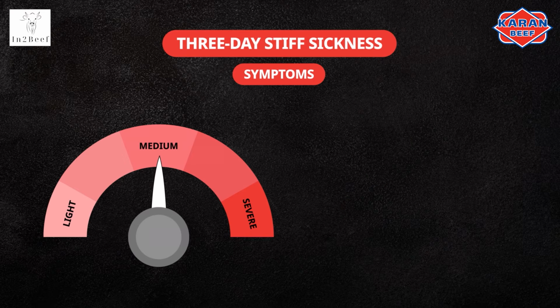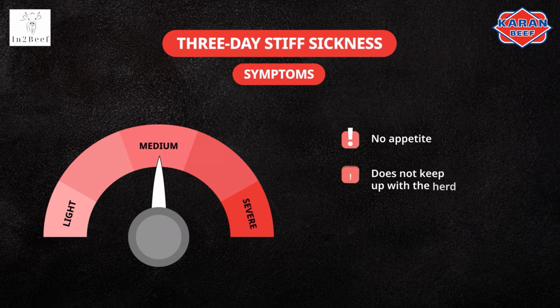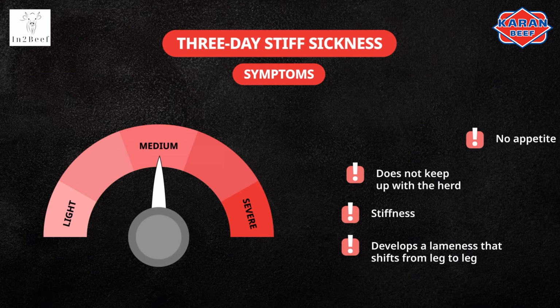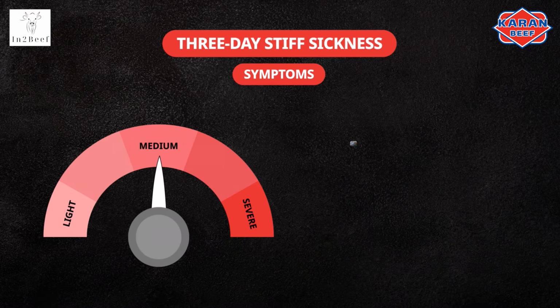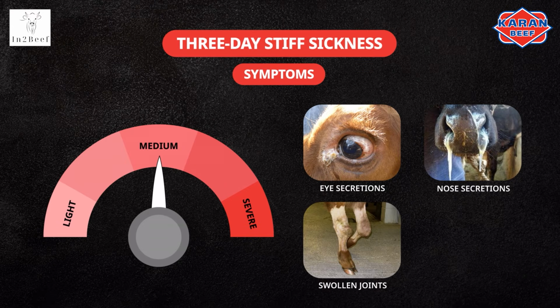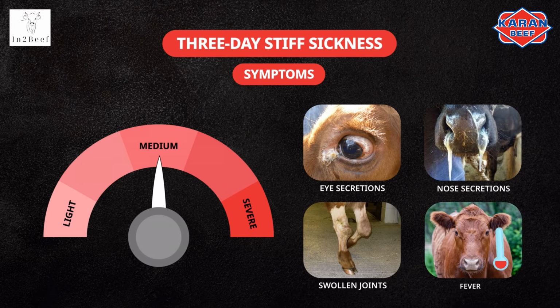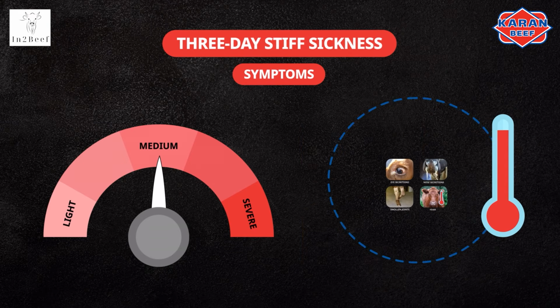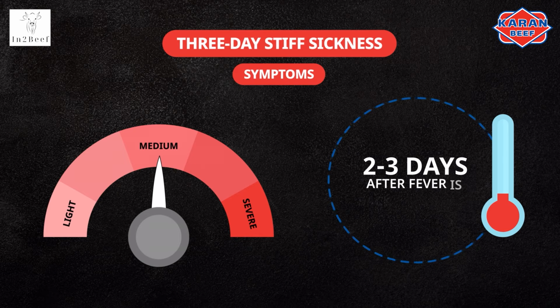In medium cases, the animal has no appetite, does not keep up with the herd, is stiff and develops a lameness that shifts from leg to leg. There are also secretions from the eyes and nose and sometimes swelling around the joints. Infected animals will also have a fever. Symptoms will generally improve 2 to 3 days after the fever has dropped and is back to normal.